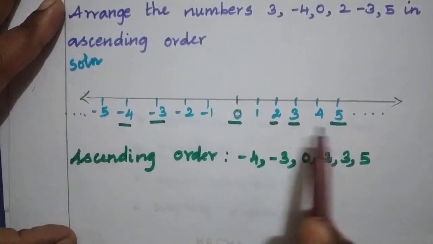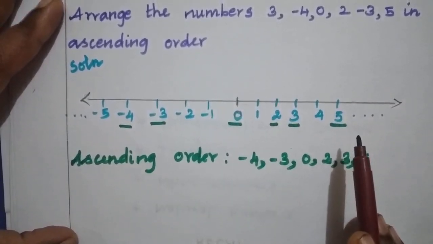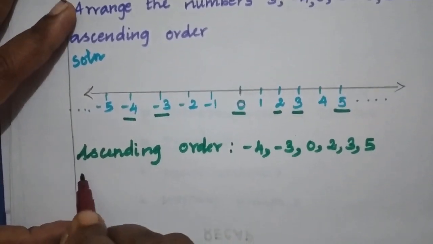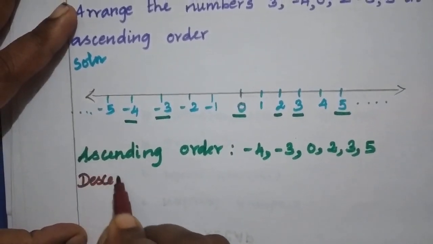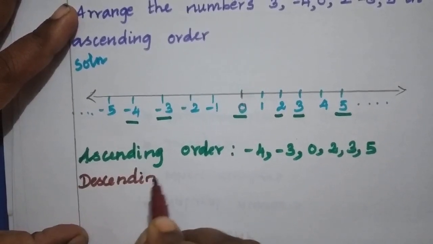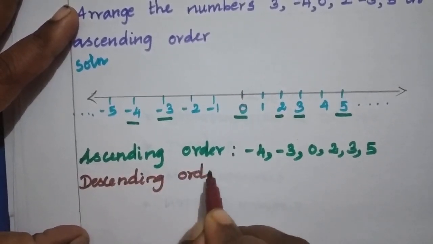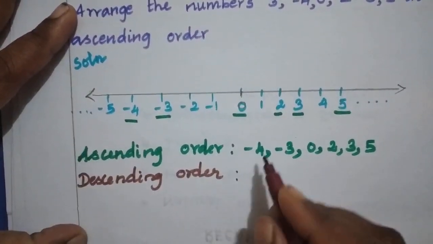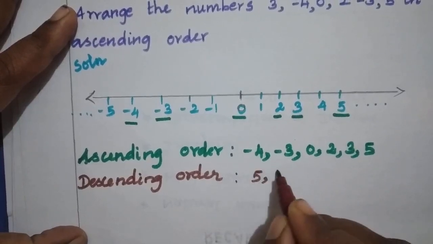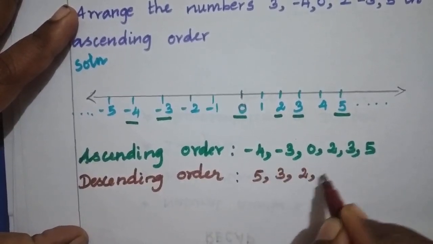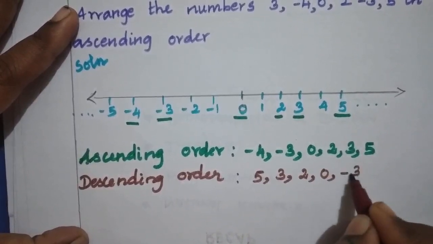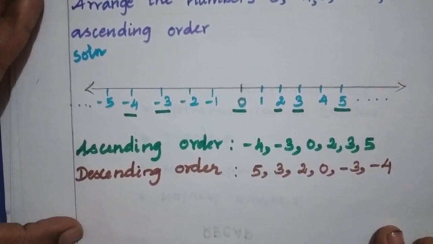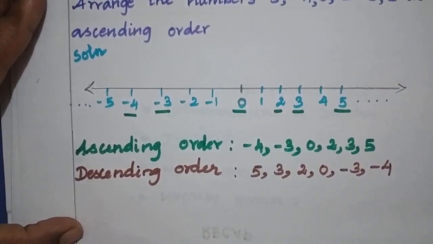From left to right, the numbers are in increasing order. If they ask you to write the same numbers in descending order, how will you do this one? You have to write the numbers from right to left. So the numbers from right to left are 5, 3, 2, 0, minus 3, minus 4. Is it clear? Yes.